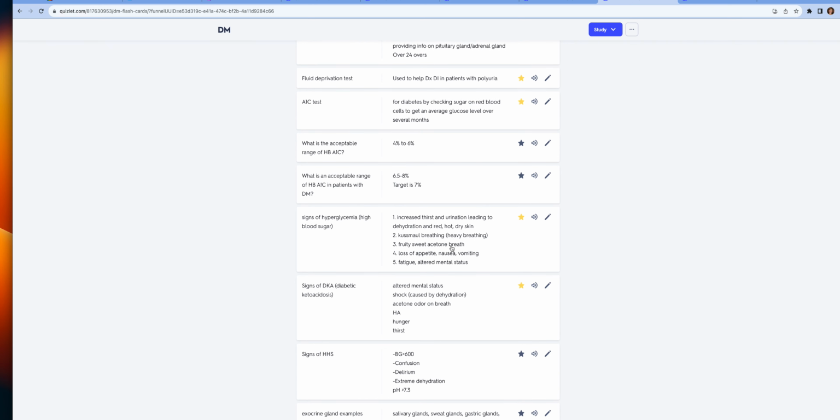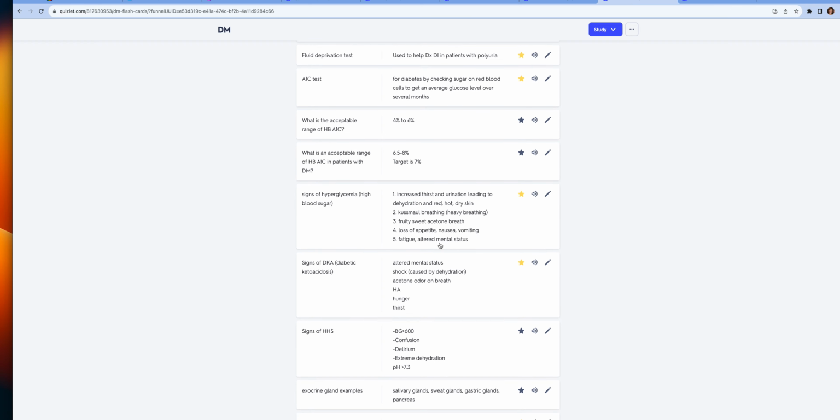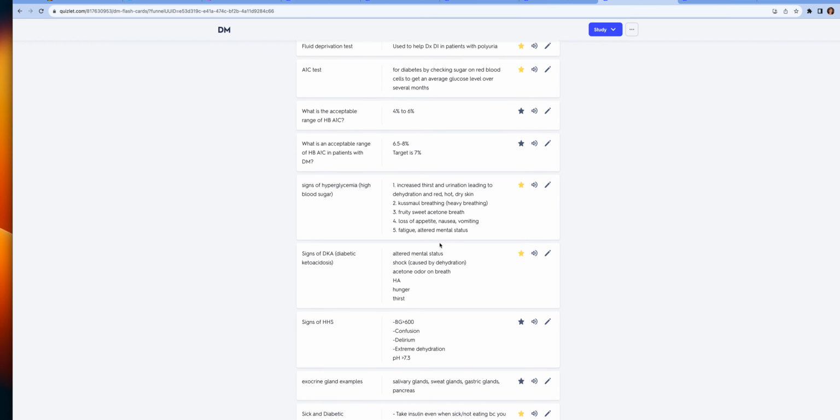Okay, so with high blood sugar, you're going to have the 3 Ps, right? The increased thirst and urination leading to dehydration, red, hot, dry skin. They're going to have Kussmaul's breathing. They'll have acetone breath, loss of appetite, nausea, vomiting. And this is important because they don't want to eat. So you're going to have to tell them to have sips of water, to kind of prevent DKA from happening.